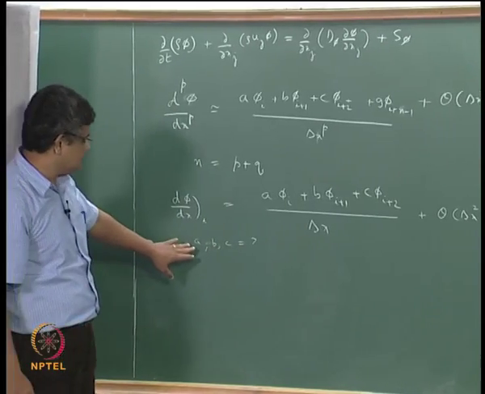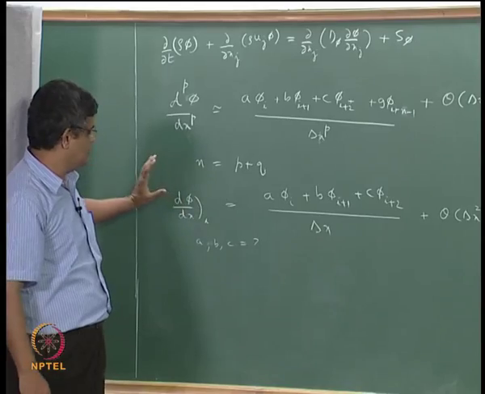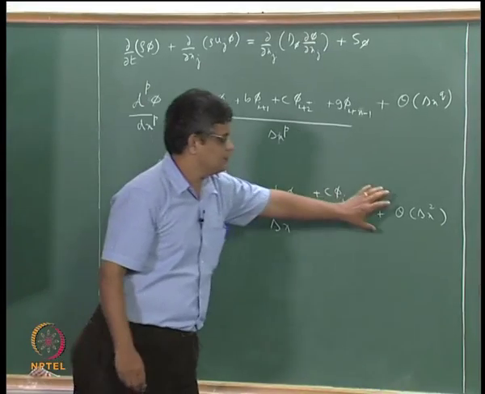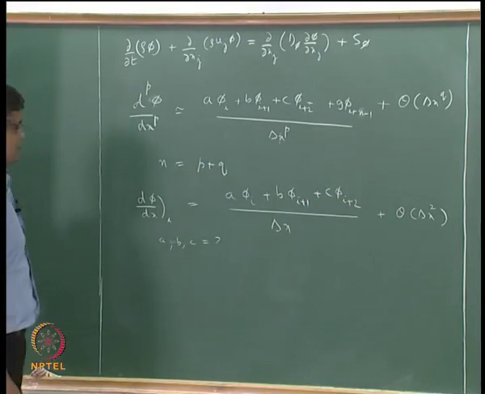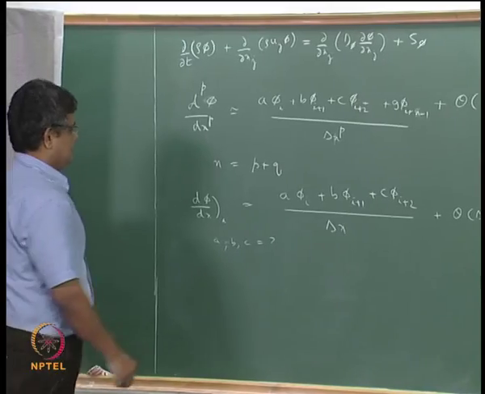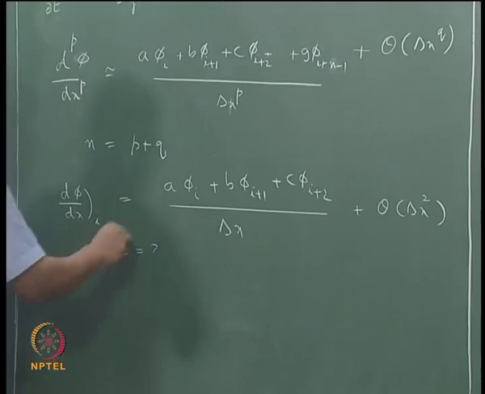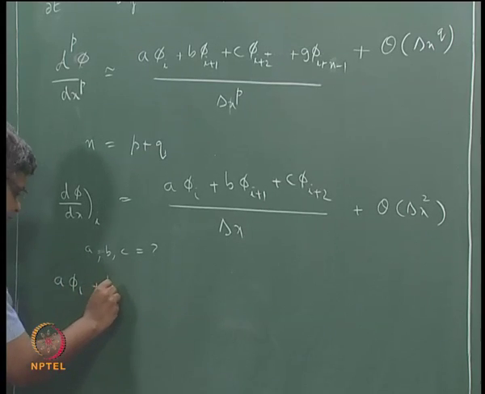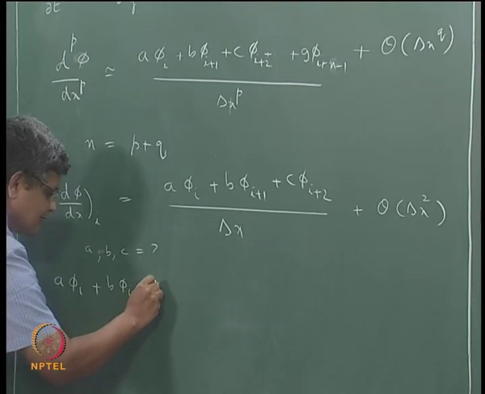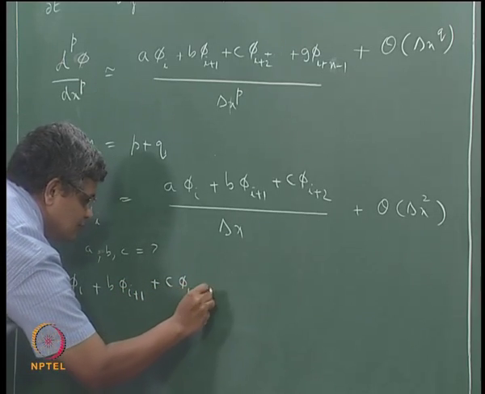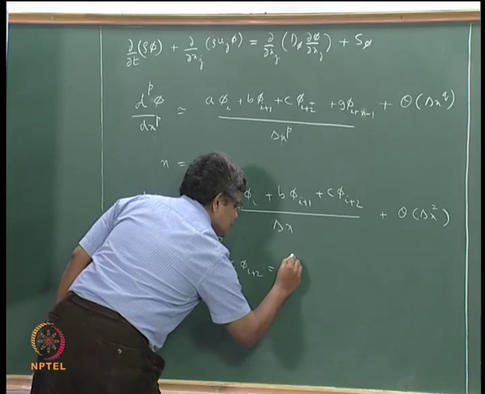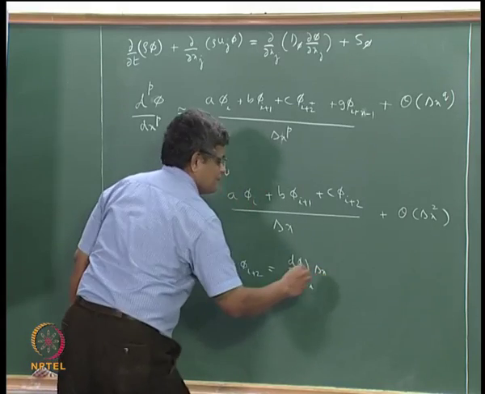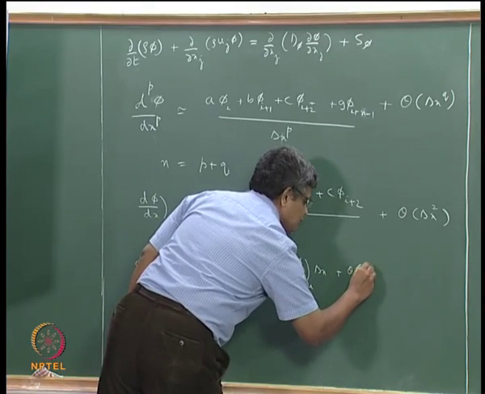If we are able to determine the values of a, b and c for this approximation, then wherever we have a first derivative we can substitute this approximation and we can be confident that we have a second order accurate approximation. Now how do we find this? In order to find this, we rewrite this equation as a phi I plus b phi I plus 1 plus c phi I plus 2 is equal to d phi by dx at I times delta x plus terms of the order of delta x square.